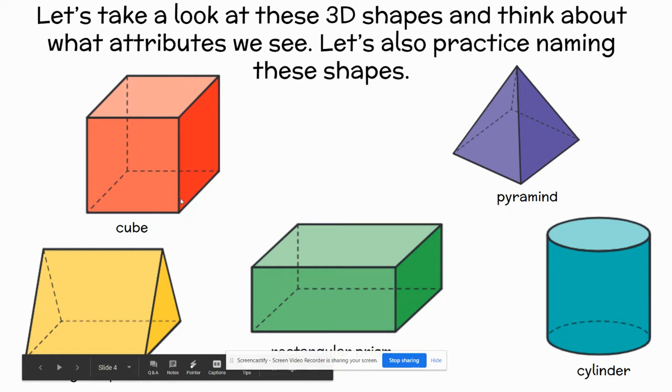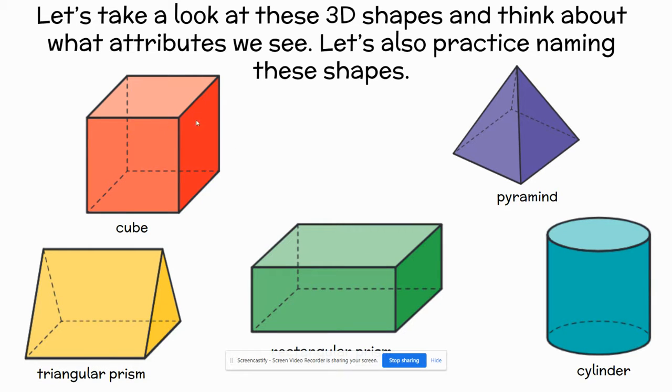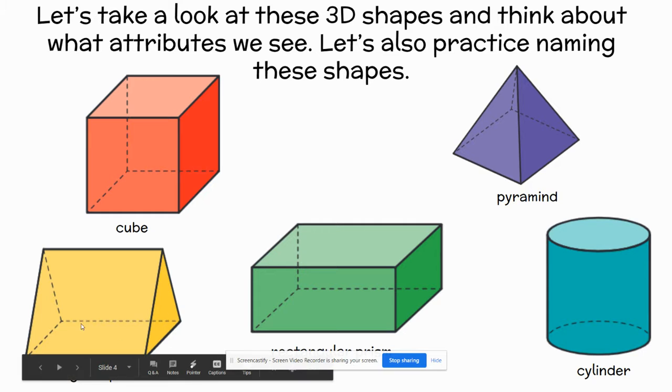So let's look at some of these 3D shapes, and while you're looking at them, you're going to think about what attributes you see. So this is a cube. So think about what flat faces you see, how many vertices you see, how many edges you see. We have a pyramid, triangular prism, rectangular prism, and then a cylinder like we saw on the first picture, and this one has the curved part to it.